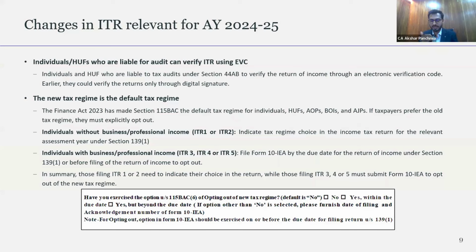Next one is a smaller change, but it is linked to UDIN. Whenever a chartered accountant is required to provide an audit report for your income tax purposes, amongst other things, at that time they have to provide a unique document identification number.